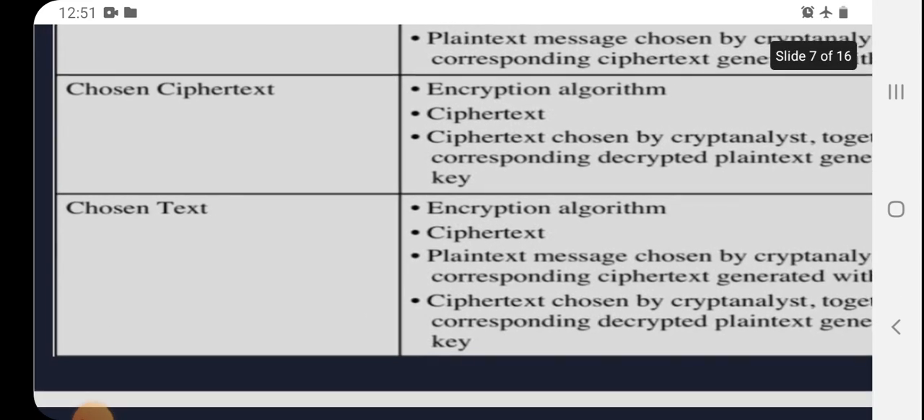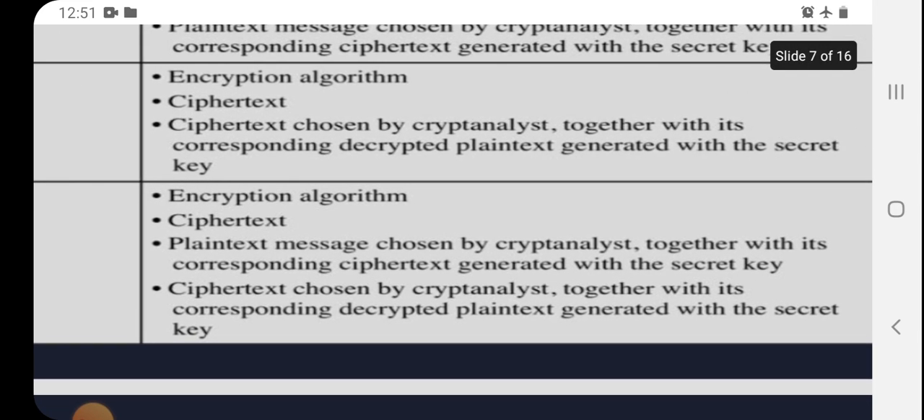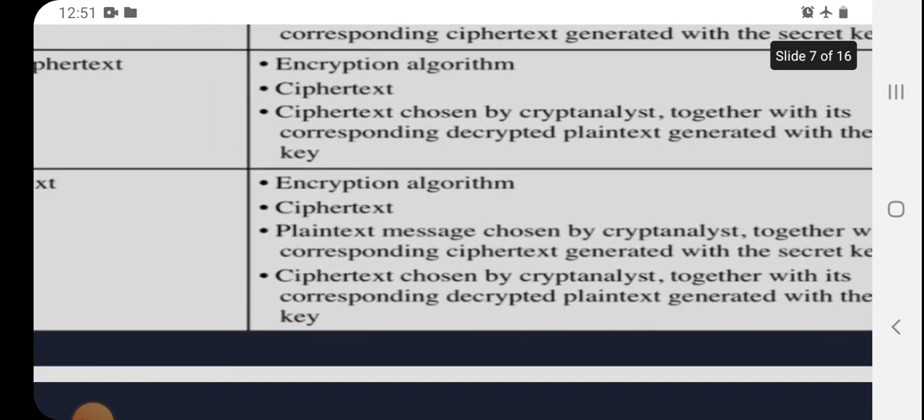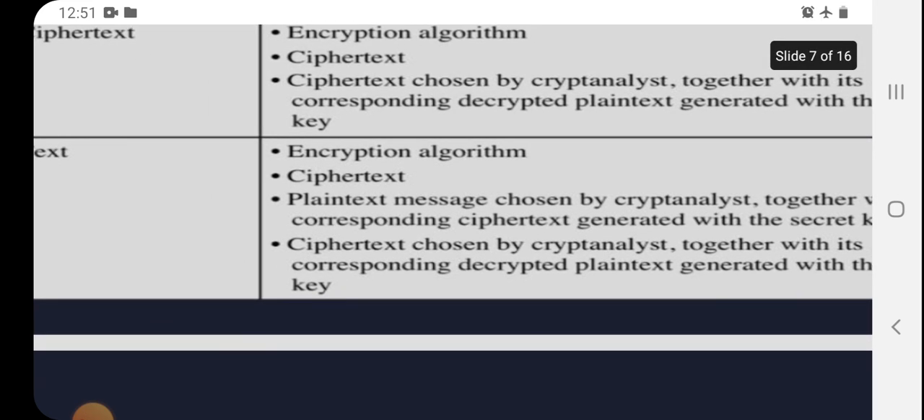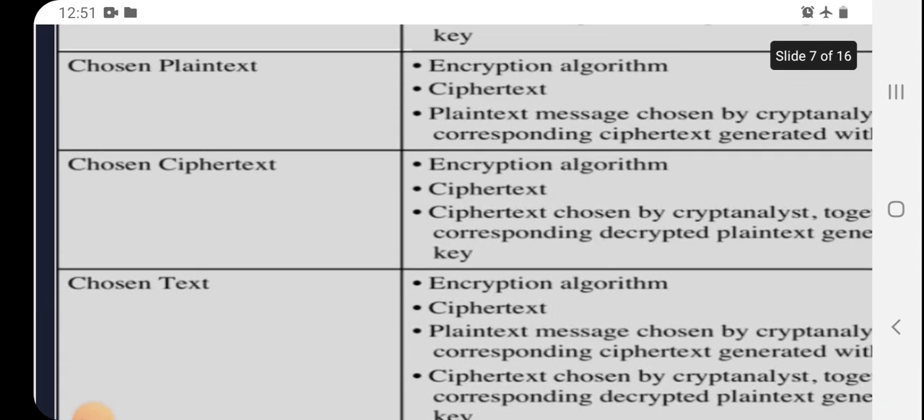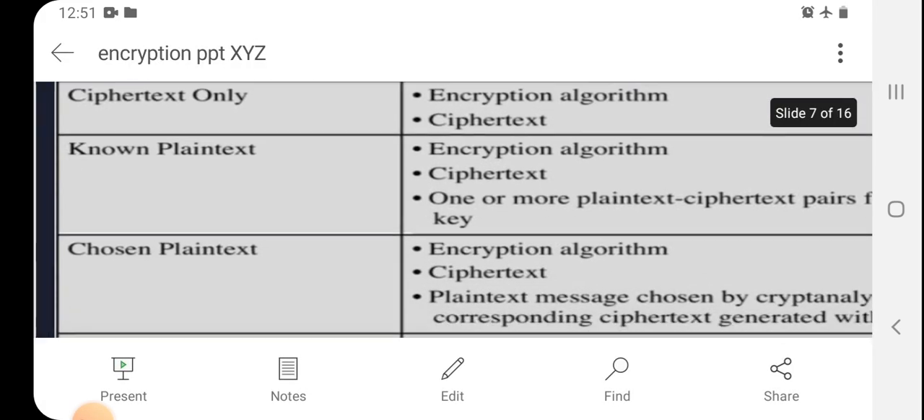Next we have the chosen text. We use an encryption algorithm, ciphertext, and a plain text message chosen by the cryptanalyst, put together with its corresponding ciphertext generated with the secret key. So these are the various types of attack known to the cryptanalyst.